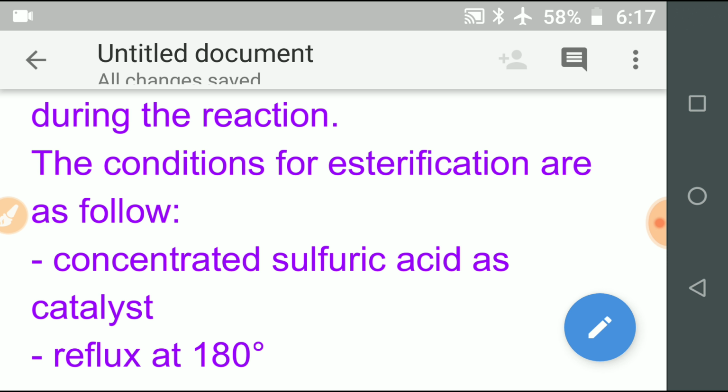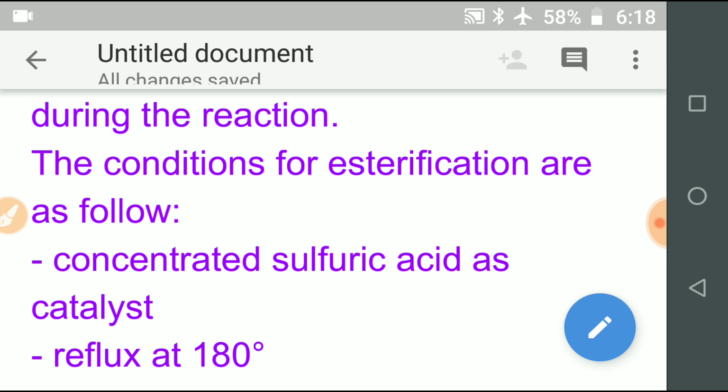Now let us discuss some properties of esters and also examples of esters. Dear friends, esters are sweet smelling substances. That means the smell of esters is pleasant and sweet. Second point, they are used in making perfumes. That means esters are used in perfumes and also as flavoring agents. Examples of esters are methyl propanoate, ethyl propanoate, propyl propanoate, and so on. So these are the examples of esters.